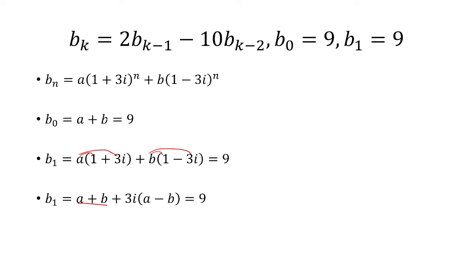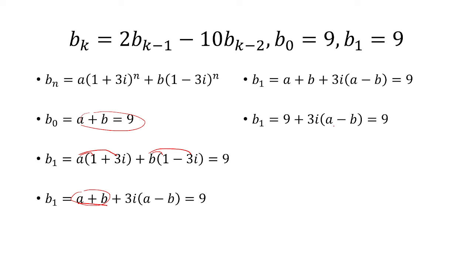Notice a plus b is 9 from over here, so that's what's going to get substituted. So we have 9 plus 3i times (a minus b) is 9. The 9's cancel. Now we set that equal to 0: 3i times (a minus b). Divide both sides by 3i to get a minus b is 0, which means a has to equal b.